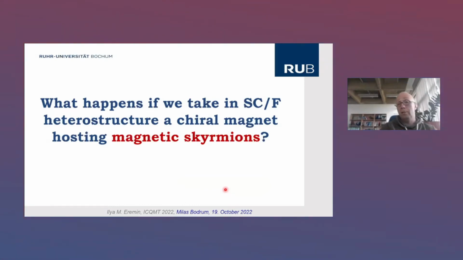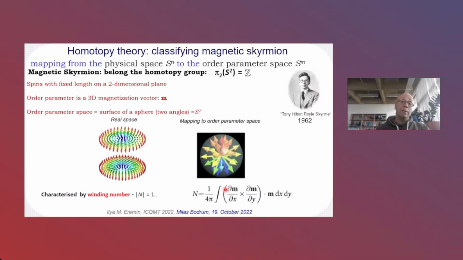What happens if you take such heterostructures and consider a chiral magnet which hosts magnetic skyrmions? From the very beginning, it seems natural that such heterostructures with rotating magnetization might be interesting from the perspective of spintronics, but there is also another reason why recently people have been looking at this, which I'm going to tell you about in a little moment.